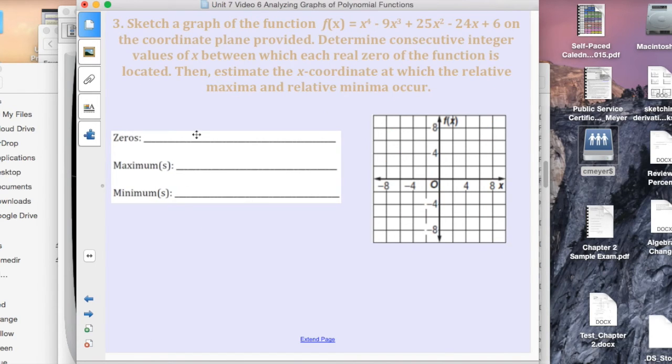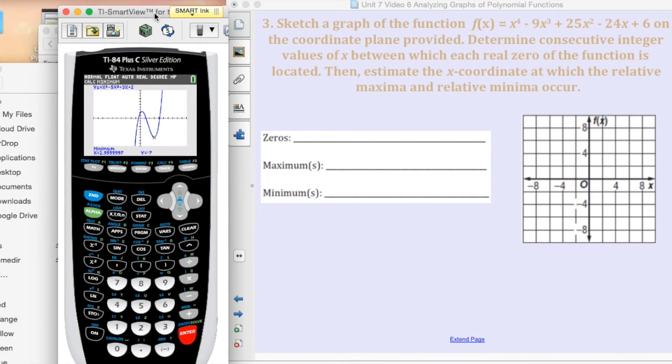Okay, same thing, sketch it, find the zeros, find the max, find the min. Okay, so we go to our y equals, clear it out. I plug in x to the 4th minus 9x to the 3rd. Oops, forgot to move down. Plus 25x to the 2nd plus 24x plus 6.